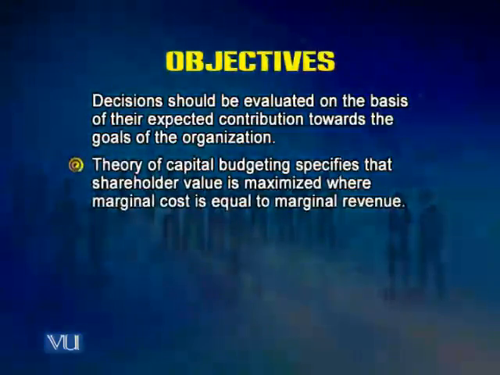The economic theory which you must have covered tells you profit is maximized where marginal cost is equal to marginal revenue. So we are going to apply that same theory here in deciding where to include and where to end the capital expenditure, how much should be included in the budget. So we are saying over here that shareholders' value is maximized where marginal cost is equal to marginal revenue.